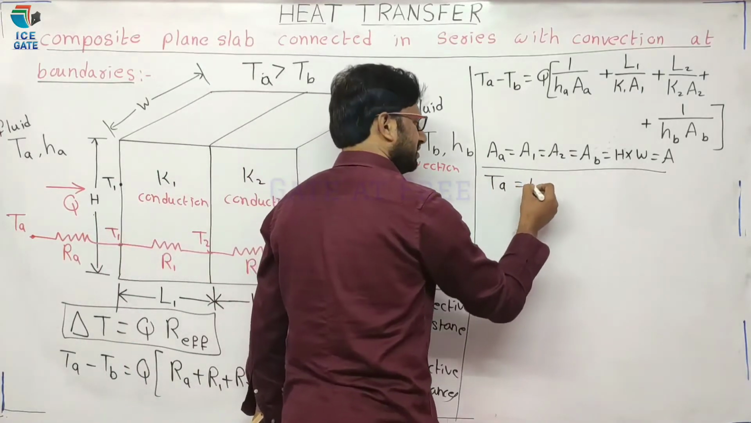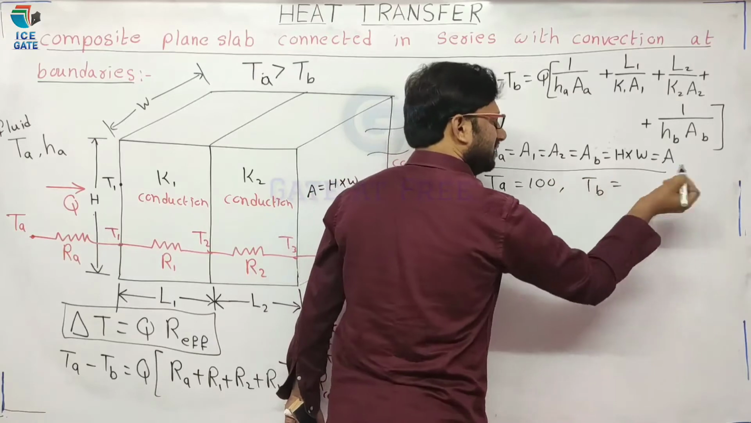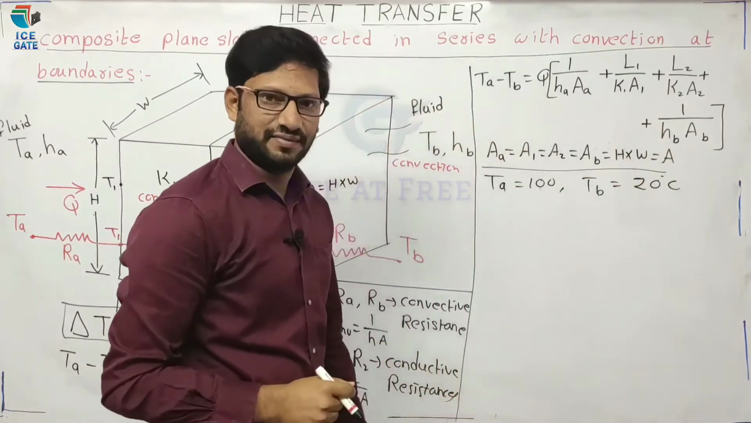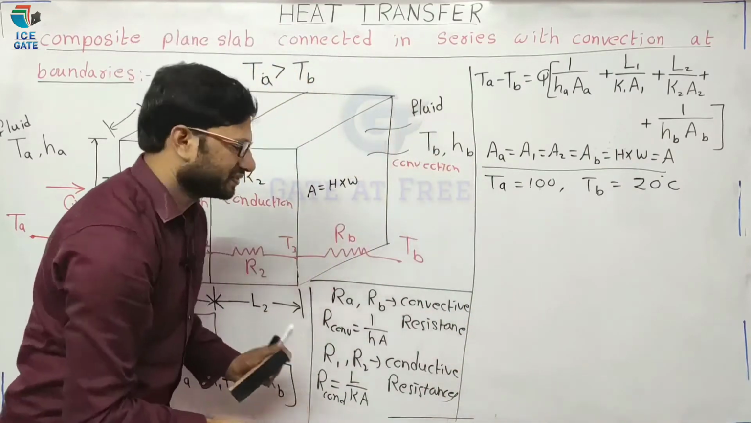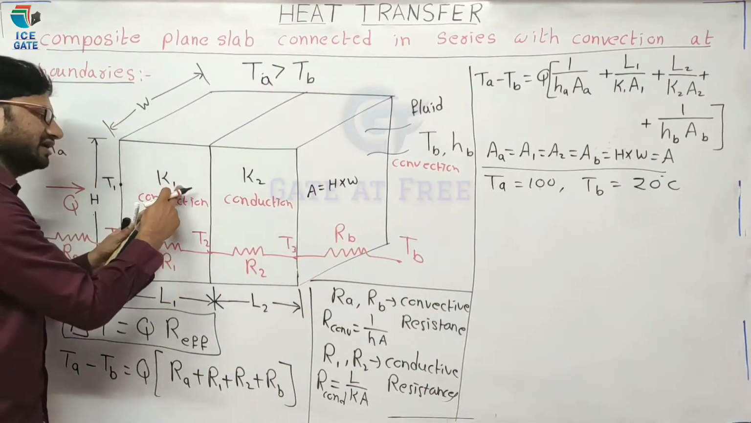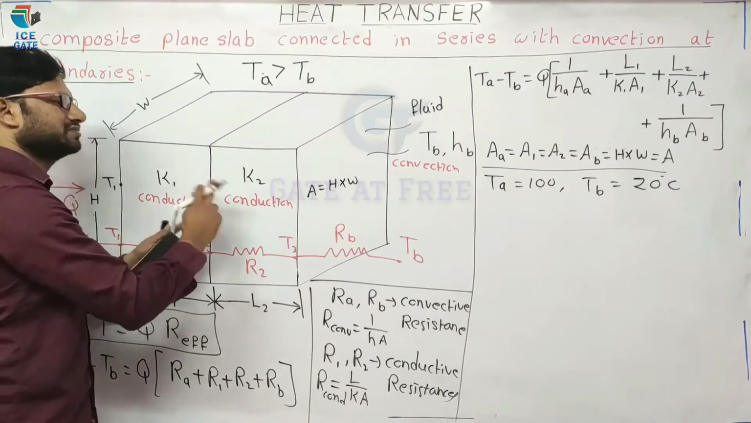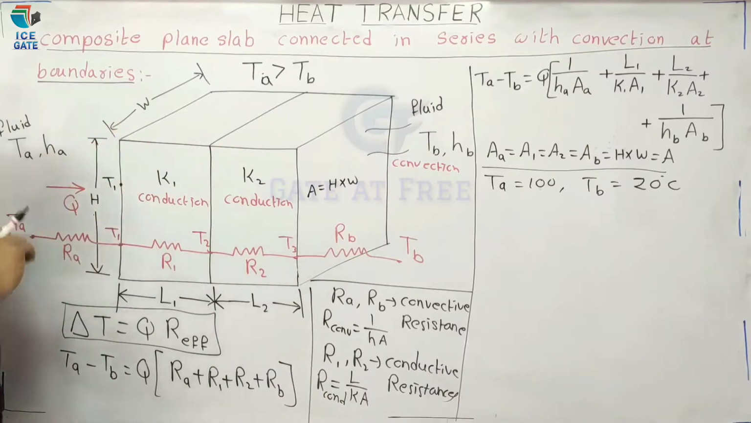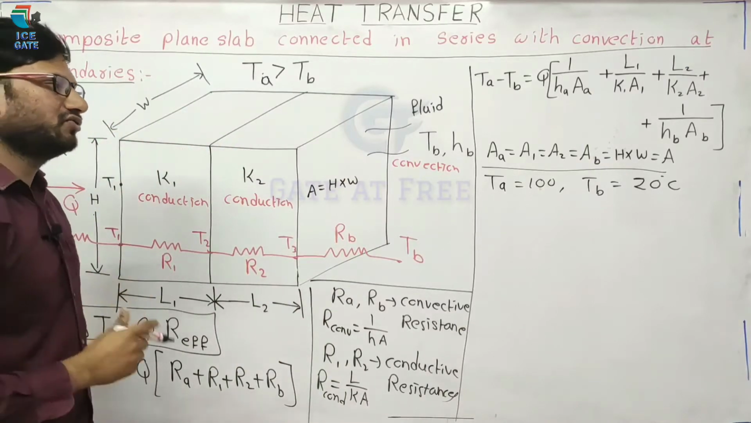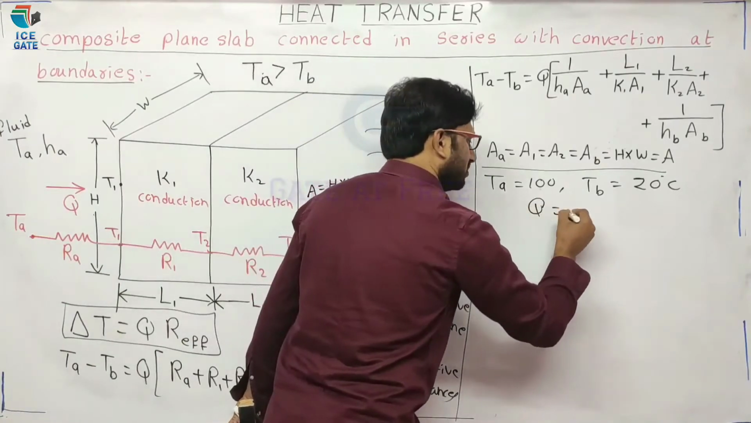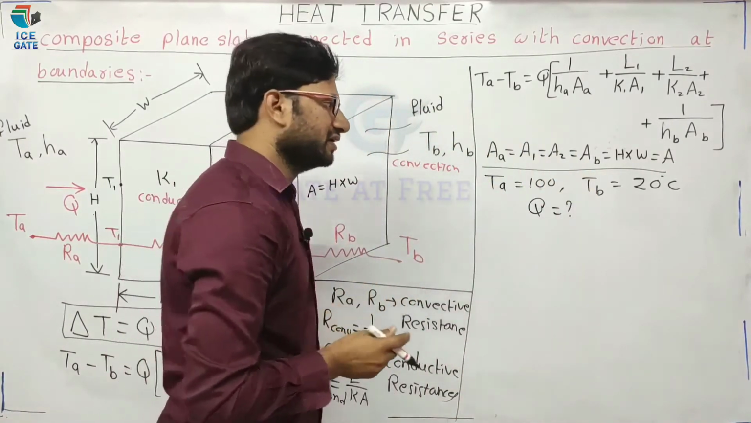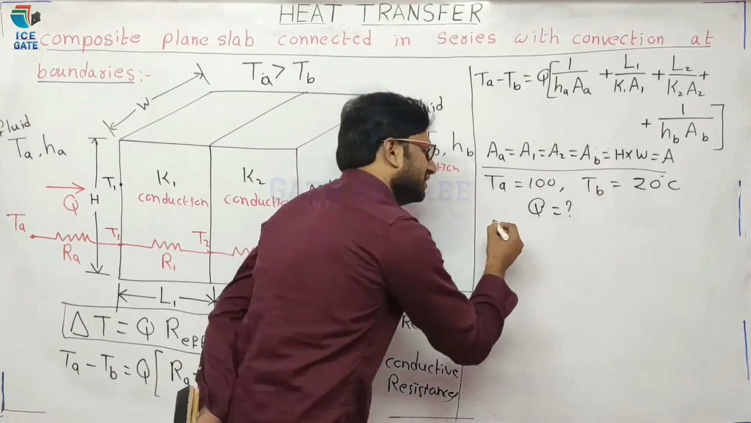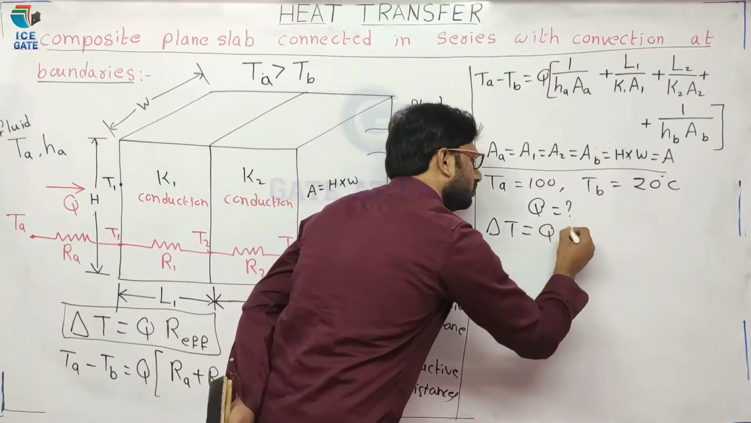Okay. Hope you understood. Now for example, in any question given TA and TB, for example TA is 100 degree centigrade and TB is 20 degree centigrade. Okay, and all other values are given, that is length given, thermal conductivity of both slabs is given, H value is given, and HA and HB values are also given. Now you have to find out Q. Now how to find out Q? See, the given temperatures are TA and TB. We know the one and only equation, delta T equal to Q into R.